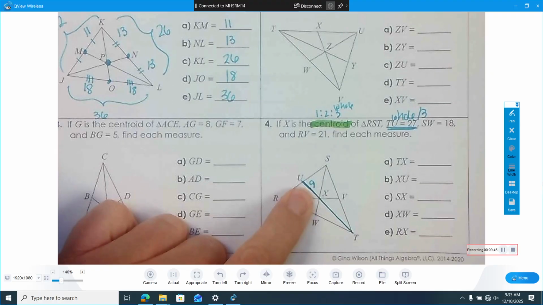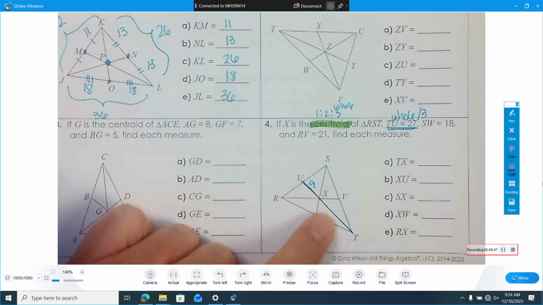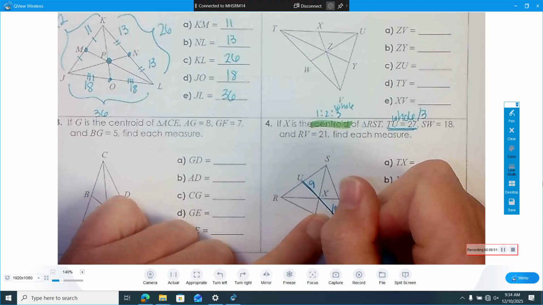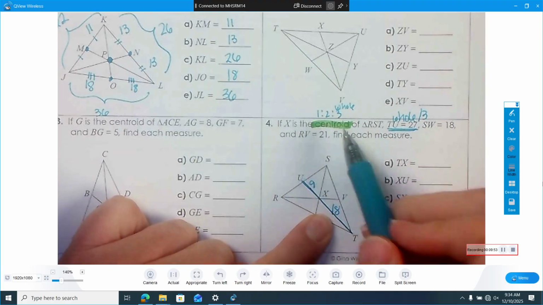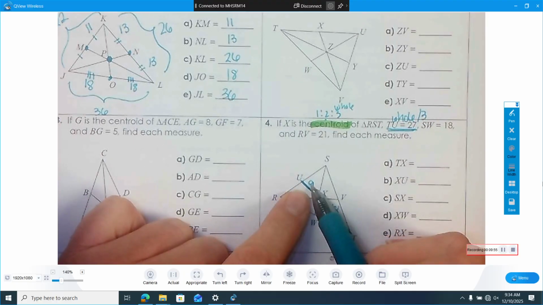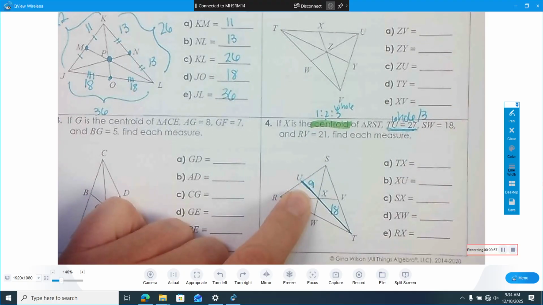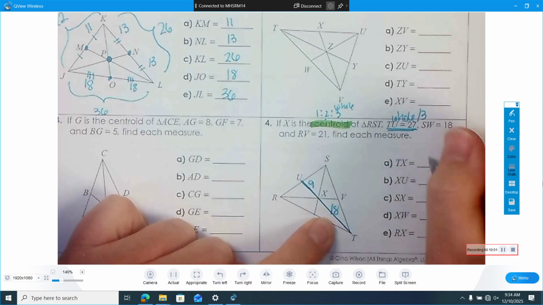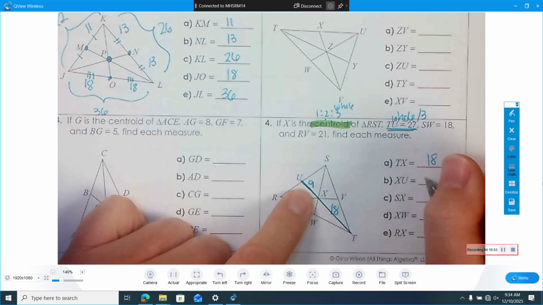If you know the small piece, what's XT? 18. How'd you get 18? Multiply by 2. Take the small piece and multiply it by 2. It's twice as big. All right? So TX is 18 and XU is 9.